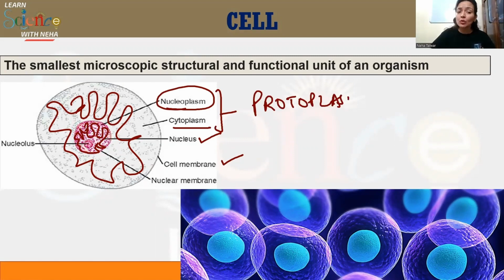Along with it, if you go deeper into the nucleus, there is a nucleolus, which is a dense matter made up of RNA, and RNA is going to make proteins further.